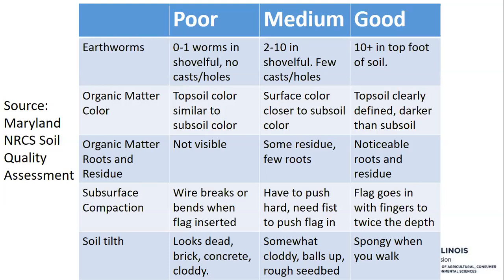You could also see subsurface compaction, where you take a flag, one of those red or orange flags, and barely push it down. And if the flag is able to go with fingers to twice the depth of your fingers, that can show you that you don't have compaction problems. The soil tilth measurement that they recommend, spongy when you walk, I tend to still scratch my head about how this can be, and yet you may find this as well. You're walking around, things feel a little bit spongy. Maybe it means you have good soil tilth.